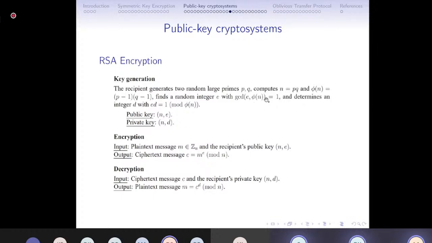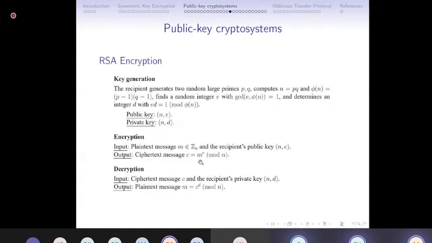GCD of e and phi(n) will be 1. Then we have to compute another value d, which satisfies the condition e times d is congruent to 1 modulo phi(n). So the public key will be (n, e) and the private key will be (n, d). In order to encrypt any message, we simply take the message and use the public key, that is (n, e).